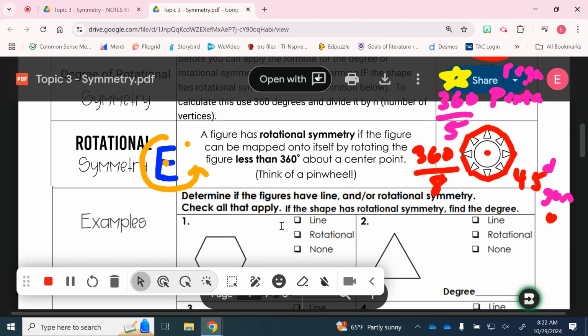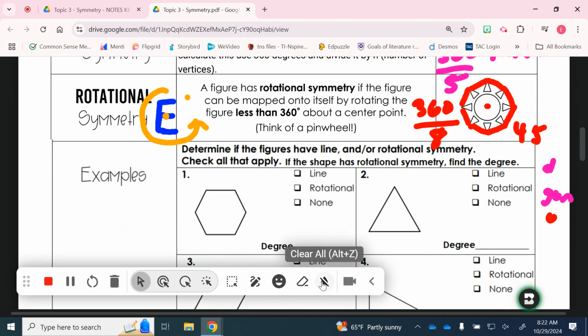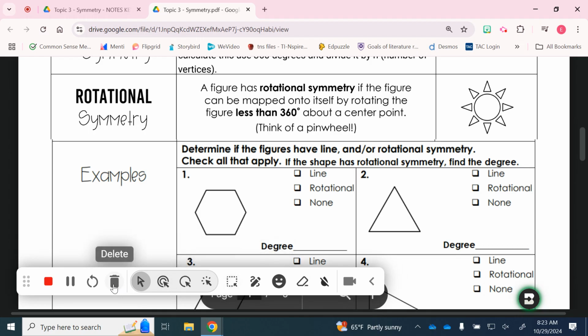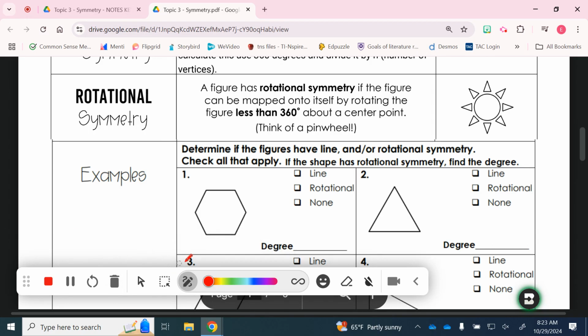Let's move on to our first few examples. I'm going to delete that. All right, so determine if the figure has line and/or rotational symmetry. Check all that apply. If the shape has rotational symmetry, find the degree. Here we have a hexagon. A hexagon definitely is going to have rotational symmetry. If I put that point in the center, it's going to map back onto itself, right? So we're going to take 360 divided by 6. What's the degree going to be there? Yeah, 60 degrees. Very good.